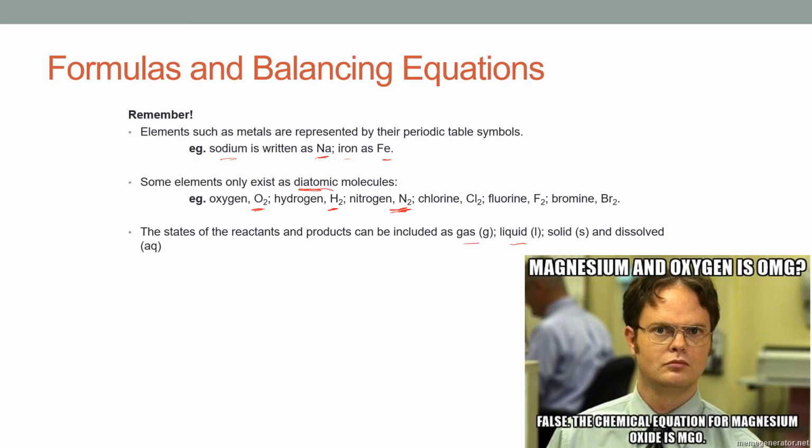And the states of the reactants should be included. So there's gases, liquids, solids, and things that are dissolved are aqueous, AQ. And just like I'll show there, magnesium and oxygen is not OMG, because magnesium is Mg, so that's the Mg part which bonds with the O. Notice the metal bit comes first, the non-metal goes second. If you think about your periodic table, you have your non-metals over that side and your metals over that side. The metal ones are always written first, the non-metals are written last. So magnesium oxygen is not OMG, it's MgO.